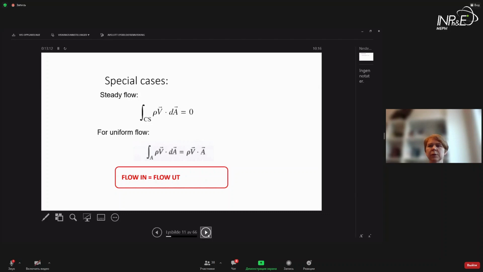Actually, even if it's a simplification, it is very much applicable in many engineering situations, because uniform flow, what does it say? It says that the velocity is constant over the surface of the outlet or inlet surface. When we're talking about flow through pipe systems, we talk about the cross-section of the pipe, and flow through such a cross-section is very often very close to uniform.